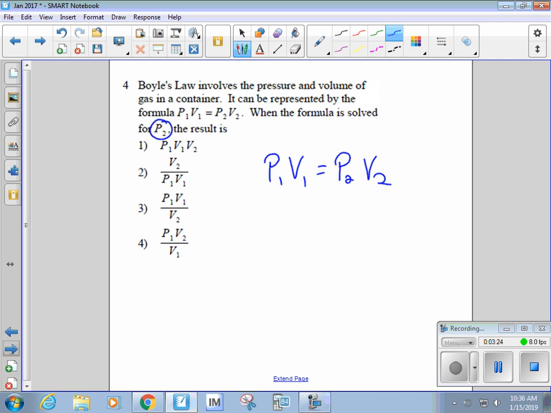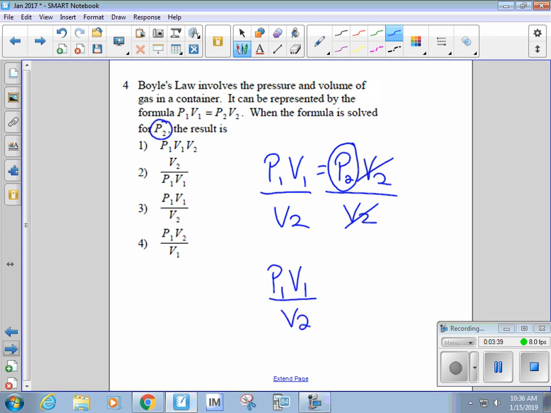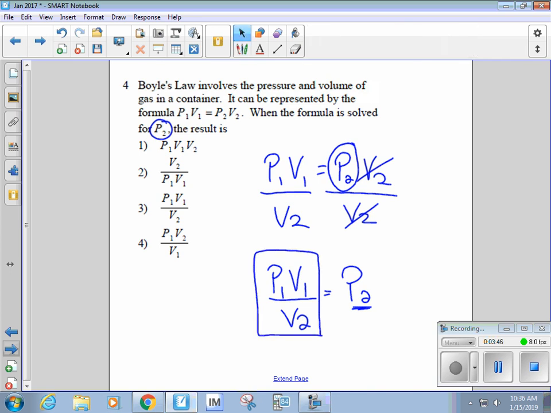Well, if I'm solving for P2, then the only other thing that's stuck on its side is the V2. I've got to divide by it in order to cancel it. Whatever I do to one side, I've got to do to the other side. So P1, V1 over V2 is equal to P2. This is P2 written with an expression with the other letters. So that's choice 3. Next one.